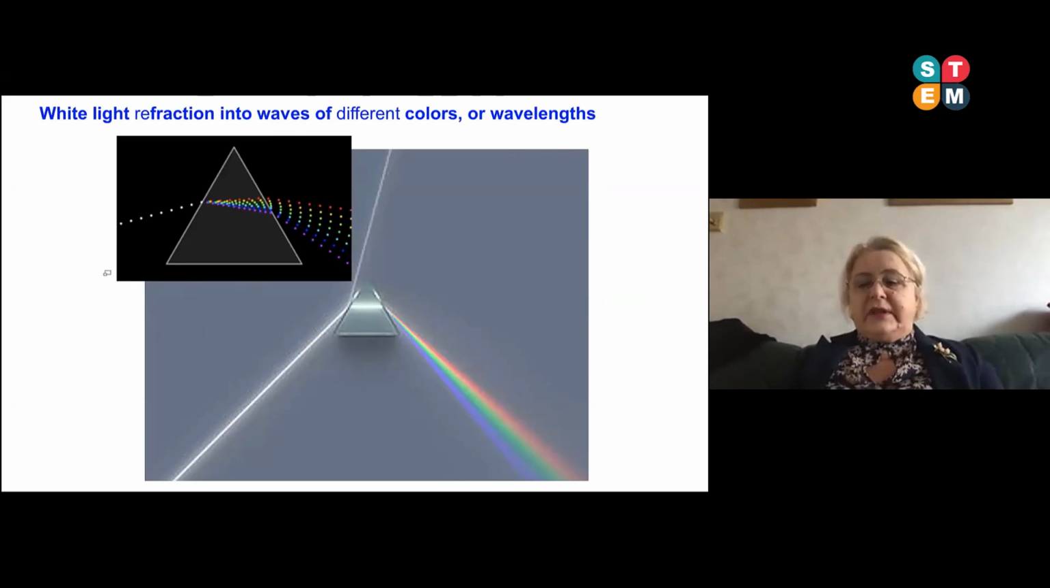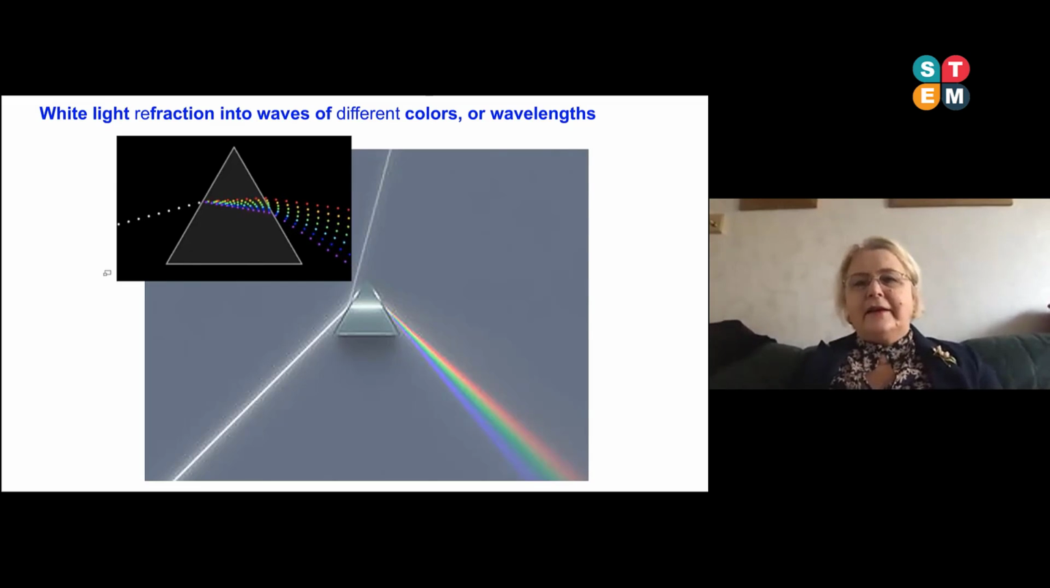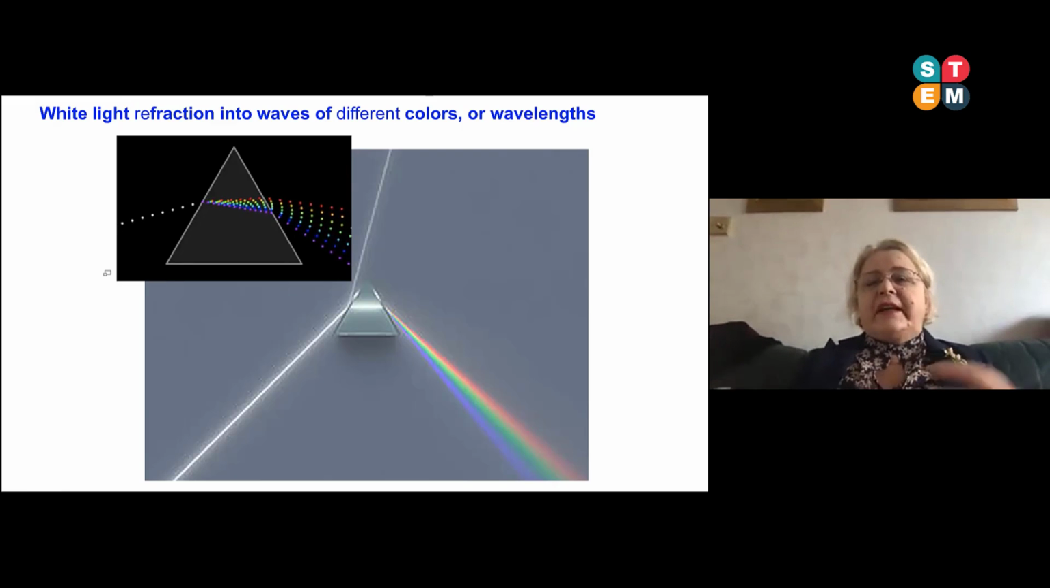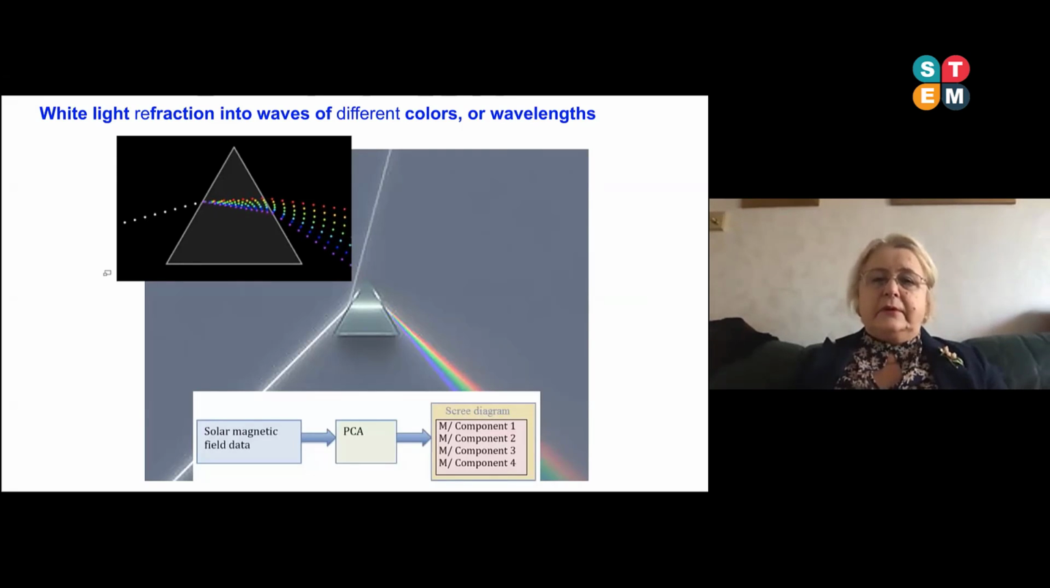So after that, we decided to look at the solar magnetic field of the whole sun. But it is like white light, as I showed on the top. It has many, many different waves, and it was very difficult to understand all this magnetic field on the surface. Therefore, we decided to use a little bit of a trick, like this glass prism acting on the white light and producing the waves of different colors, of different wavelengths shown here. So we needed to find this prism to separate magnetic waves on the sun. And this prism for magnetic field was actually principal component analysis.